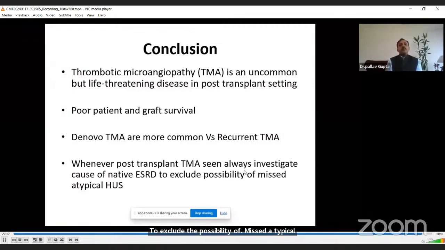It is very important, both on the part of the transplant physicians and the renal pathologist, to be aware of this entity and its finer nuances so that it can be timely diagnosed, effective patient management can be done, and both the graft and the patient's life can be prolonged.